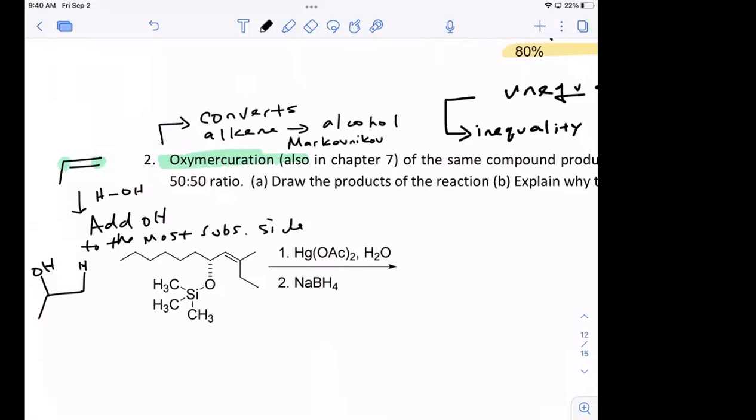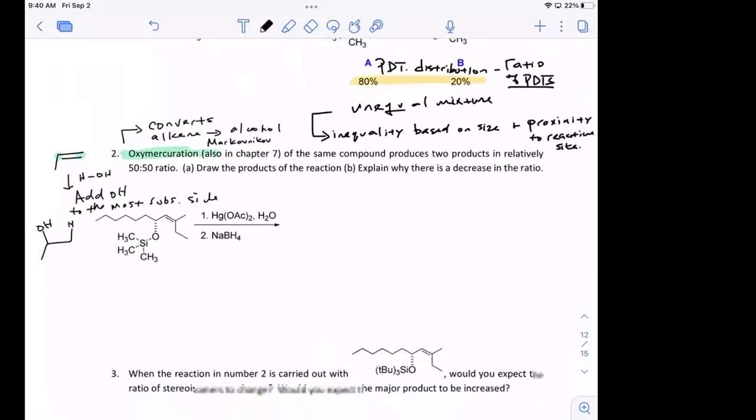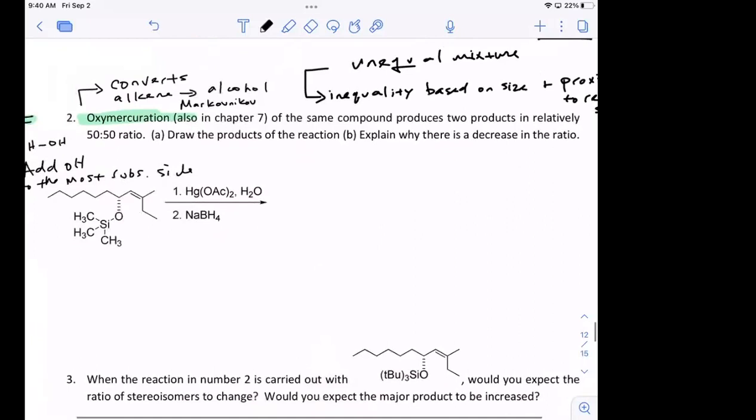If you look at that double bond, let's read the question. Who was it? Is it Jaya or Jaya? How do I pronounce that? Jaya. Can you read this one too? All right, come on. Oxymercuration of the same compound produces two products in relatively 50-50 ratio. Draw the products of the reaction and explain why there is a decrease in the ratio.